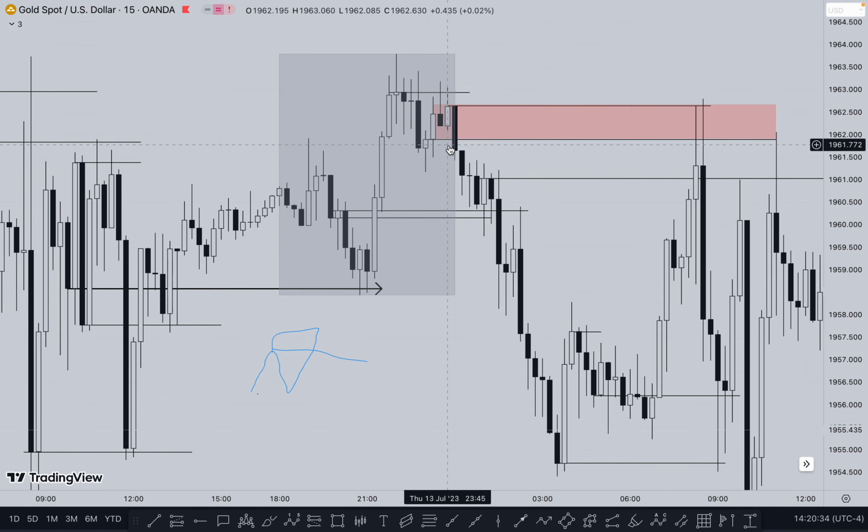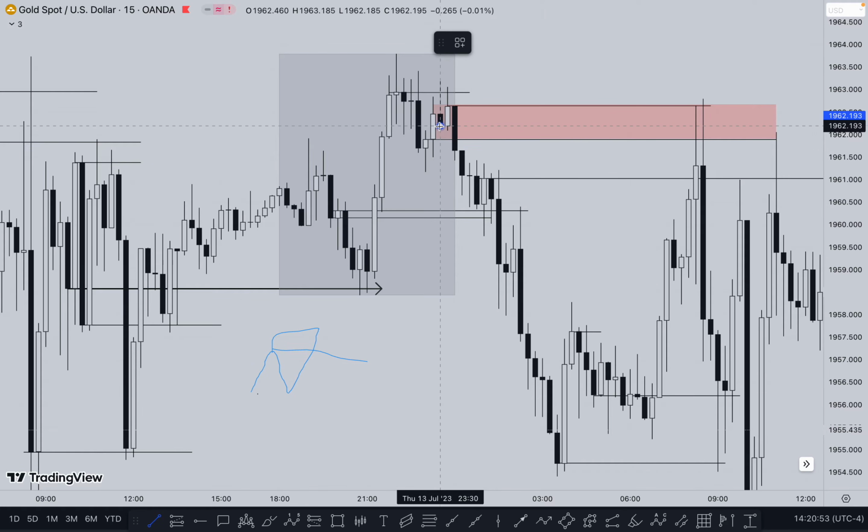How many points of interest do you see inside this zone? Me, I see almost 3. We have, this is the 1. Sorry, yeah, 4, I'm sure. Then we have this sell and buy.